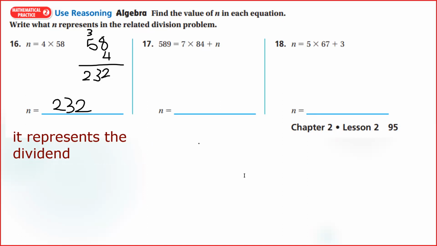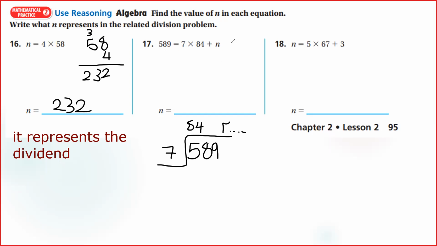We have 589. It's divided by 7. I get the answer 84. And there's a remainder here that is unknown. I want to find the remainder. So what can I do now? Look at this one here. I have 589, which is equal to 7 times 84 plus n.